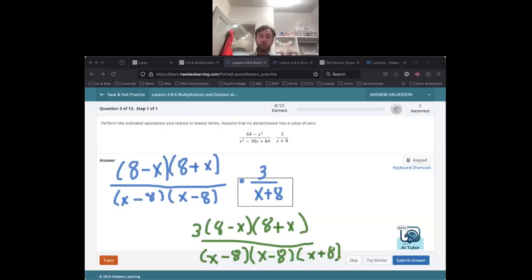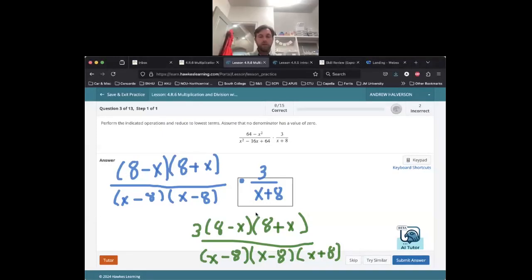Yes. Cancel, right? You have two of them. You have the 8 minus x and the 8 plus x on the top and the bottom. Well, no, you don't. Close. You don't have any. Let me hone in on the 8 plus x. Let me do this one first.